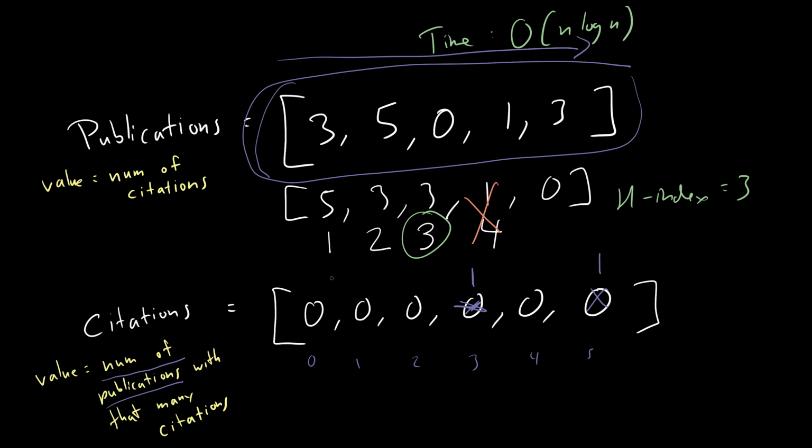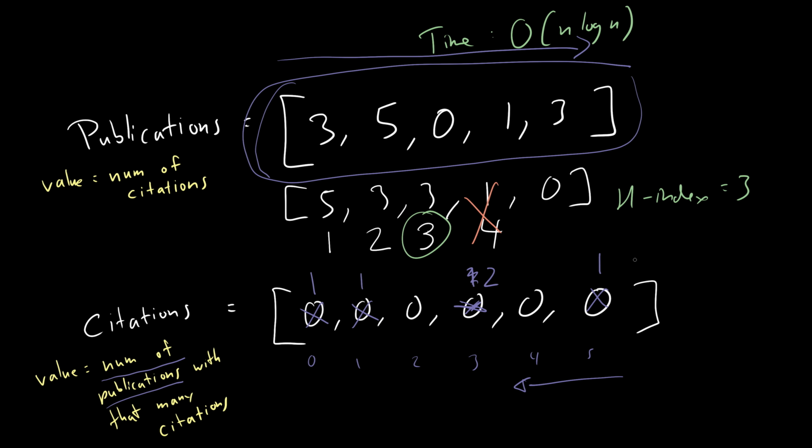Anyway, 0. So we have 1 publication with 0 citations. 1, we have 1 publication with 1, and then 3 again. This becomes 2. So now this array becomes like this: 1, 1, 0, 2, 0, 1. So that's what we get. So we make this array, and now what are we going to do? We're going to iterate over it, going backwards this way, right?